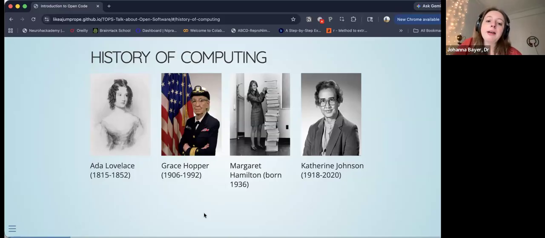Then later we have Grace Hopper, who is known for inventing the compiler. So basically, she made it possible that we can now write almost English sentences to code.